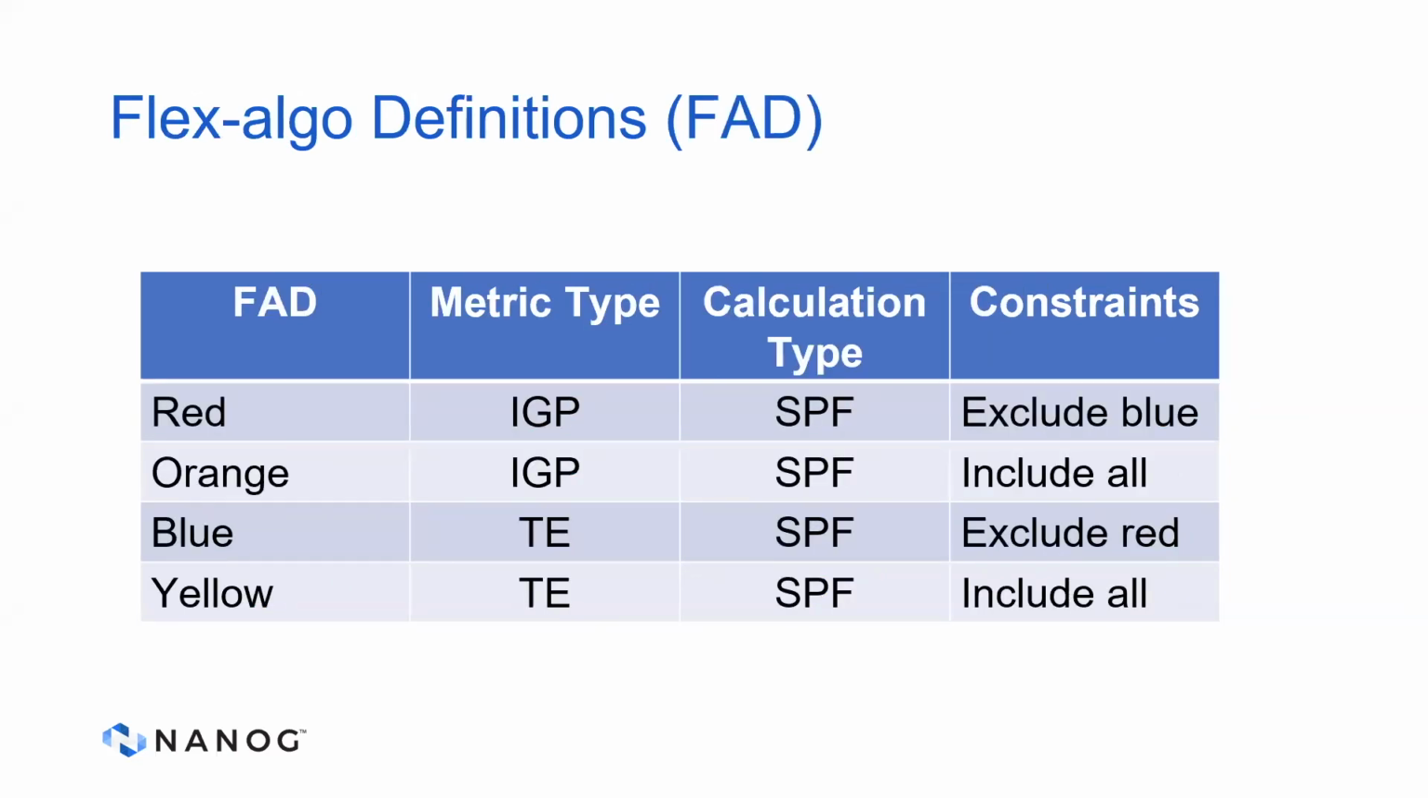And we can see the FlexAlgo definitions here for red, orange, blue, and yellow FlexAlgos. The metric type is IGP for red and orange, and calculation type is SPF. And constraints for the red is exclude blue, whereas for orange it's include all. Similarly for blue and yellow, the metric type is TE metric, and the constraints are exclude red for blue and then include all for yellow.